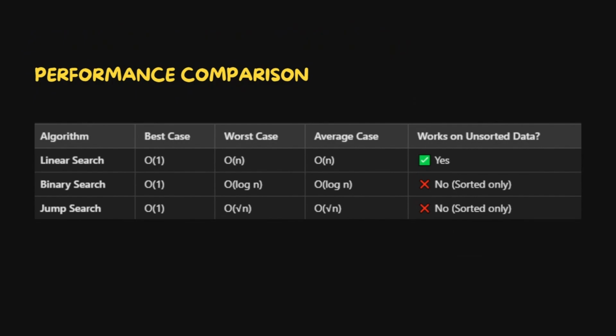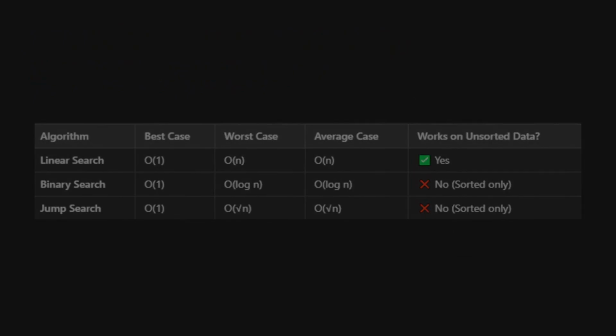Next is jump search. Its best case is order of 1, worst case is order of root n, and average case is also order of root n. It works only on sorted data and doesn't work on unsorted data.